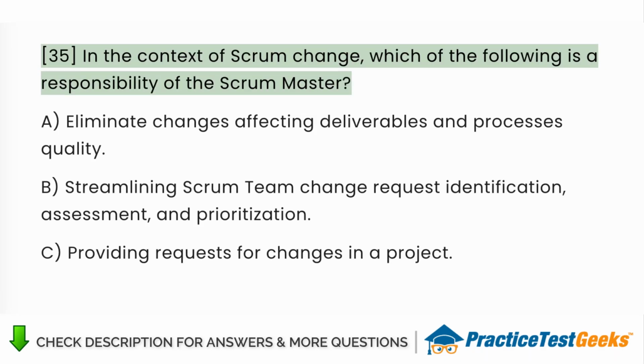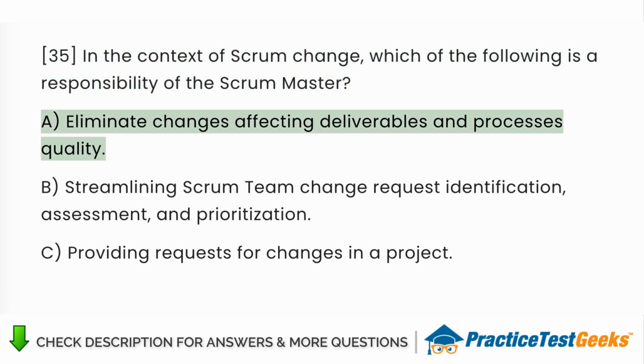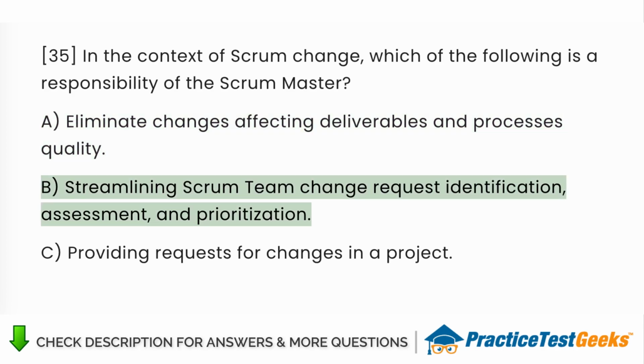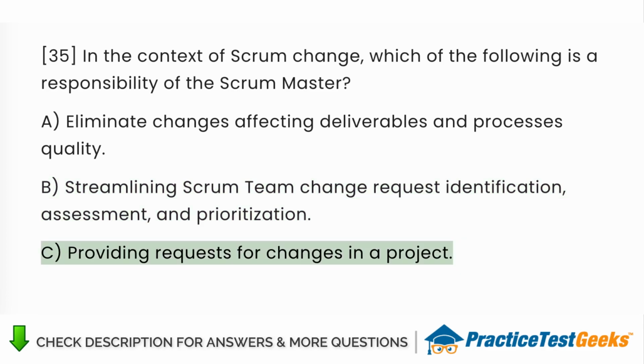In the context of Scrum change, which of the following is a responsibility of the Scrum Master? A. Eliminate changes affecting deliverables and processes quality. B. Streamlining Scrum team change request identification, assessment, and prioritization. C. Providing requests for changes in a project.